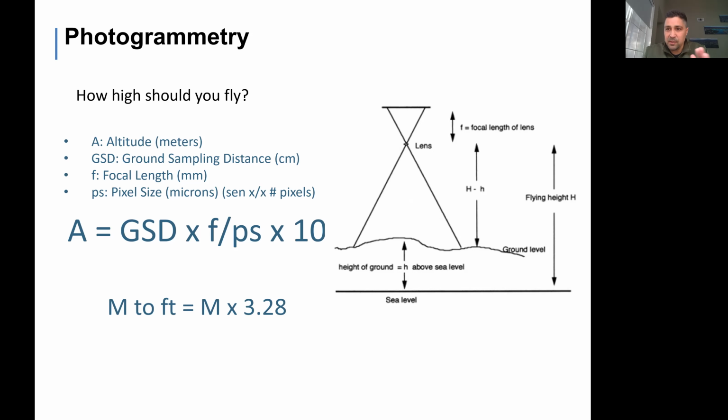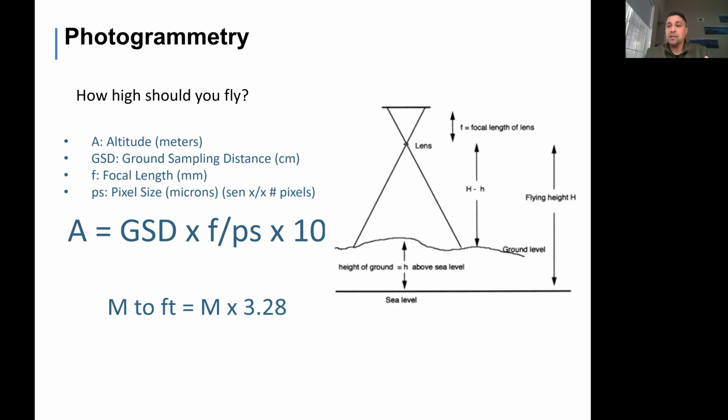FAA and airspace protocols, rules, or restrictions not considered. How high you fly is based on, well, we'll see here in a minute. Number one, what's your intention and your goal in terms of how much detail you want to resolve from the pictures? But number two, and this is like the math side of things, okay?